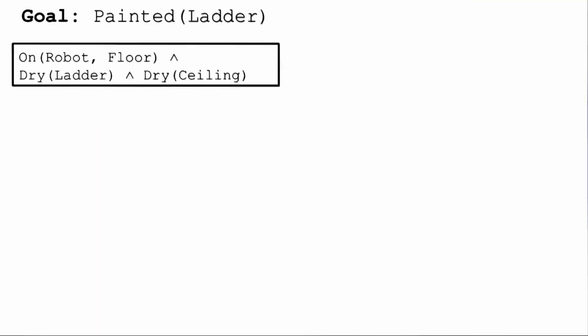Good example. Now, next we'll discuss how partial order planning can help us detect conflicts like this and avoid them. Now let us see how partial order planning, sometimes also called nonlinear planning, may work for our ladder and ceiling problem.